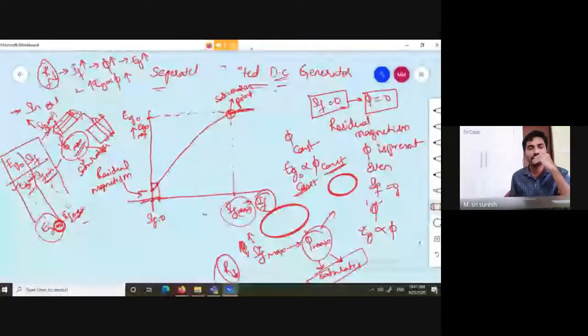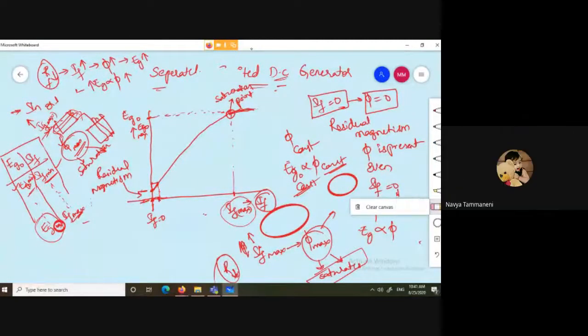Now we'll see about the internal characteristics of separately excited DC generator. Can I erase this? Yes, sir. Yes, sir.